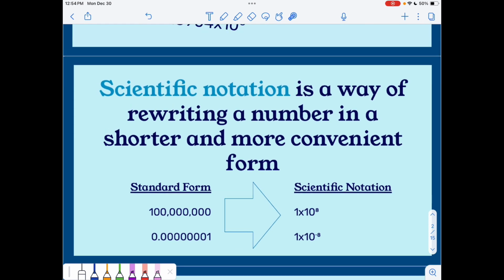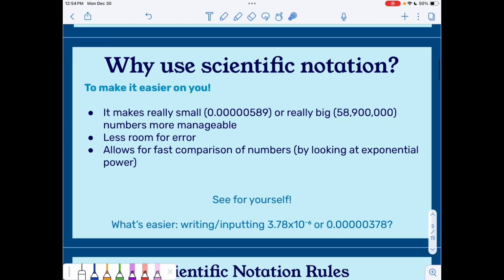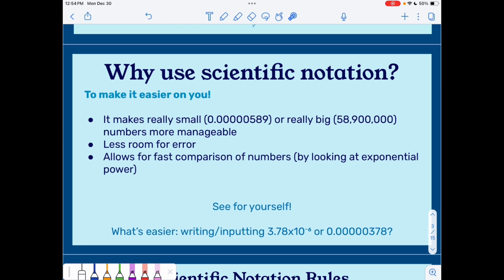So what is scientific notation? Scientific notation is a way of rewriting a number in a shorter and more convenient form. So here on the left, you can see numbers in the standard form. They're what you're probably used to seeing numbers written out like. And if you go over to the right, these are examples of the same numbers in scientific notation. So you can see it's a lot more abbreviated and more convenient, which is why you would use scientific notation.